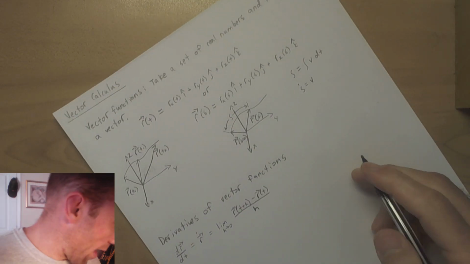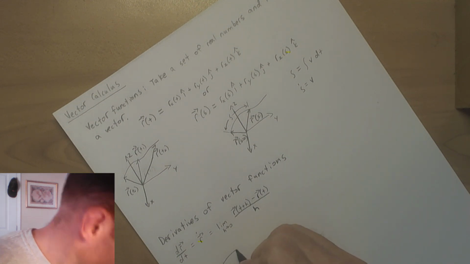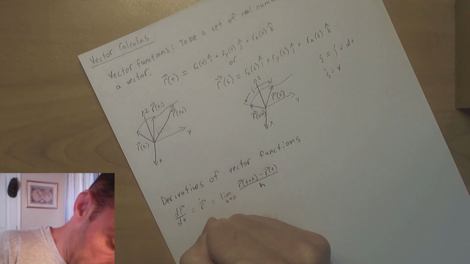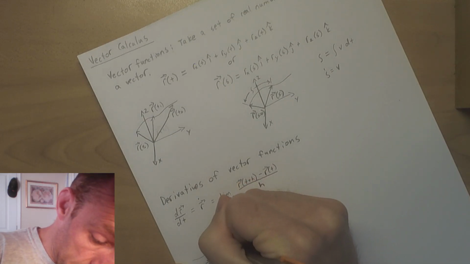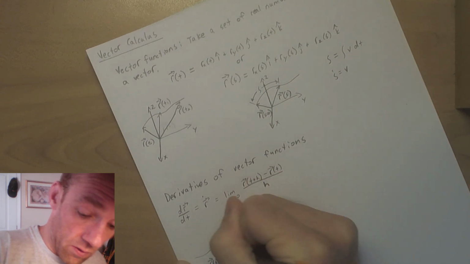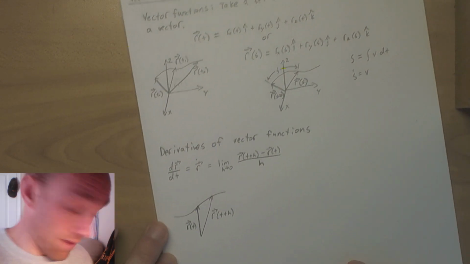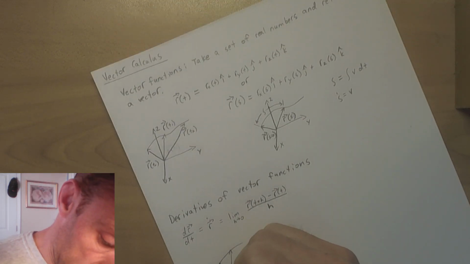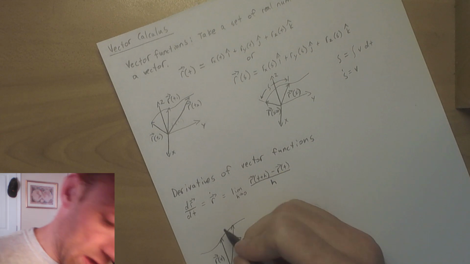So what we'll have here is, say we have a path, and then at time t, we have this position vector, and then at time t plus h, we may have moved along to this point. And if you remember, the difference in vectors is essentially just connecting the tips. So r of t plus h minus r of t looks like this.